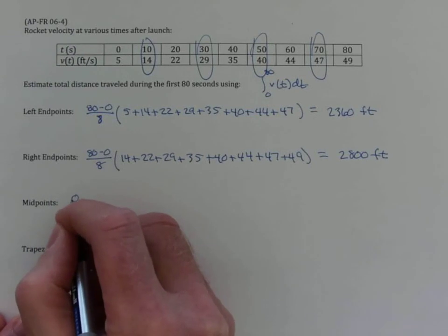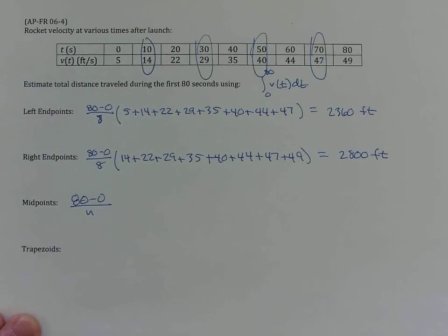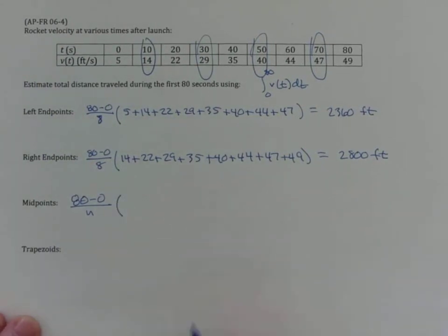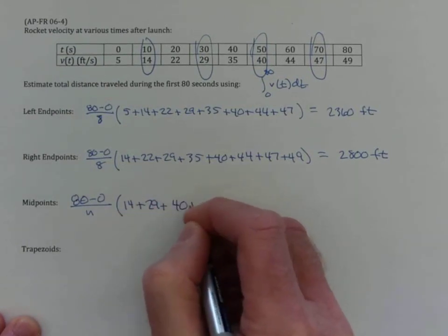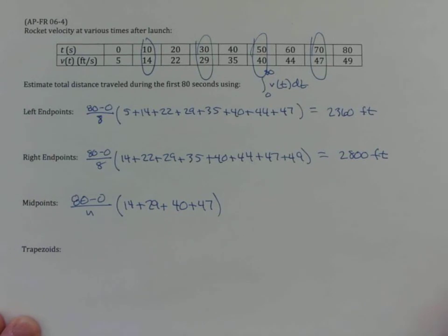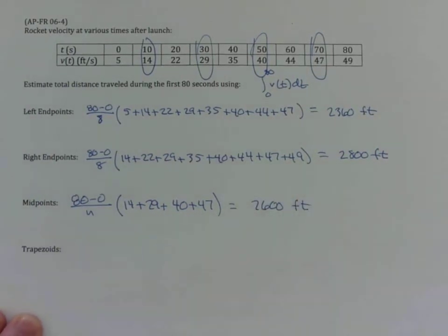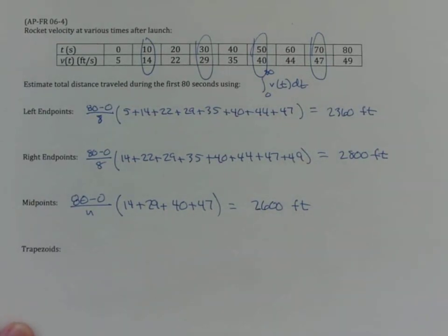So B minus A is still 80 minus 0, but we now have only 4 subintervals, right? So they're twice as wide, and we're looking at the midpoints. And so the values at the midpoints are 14, 29, 40, and 47. And if you do the arithmetic there, you're going to get 2,600 feet. And at least it has the virtue of being somewhere between the left and right endpoint estimates, and so maybe that gives it some credence. But it is a little unsatisfying to leave all that information on the table.